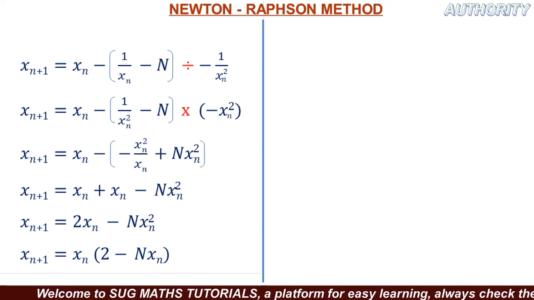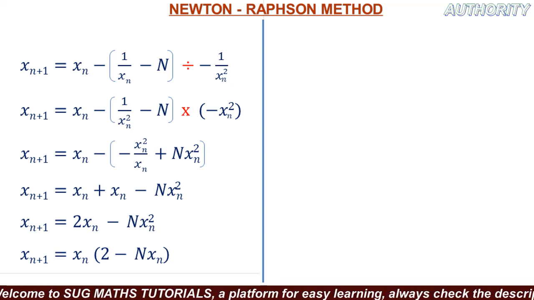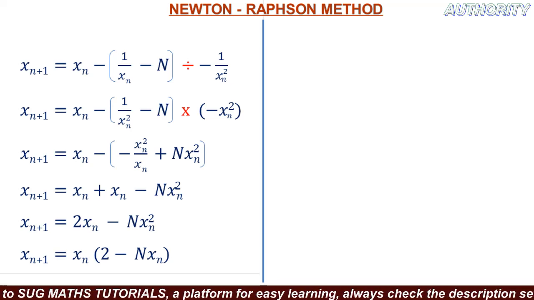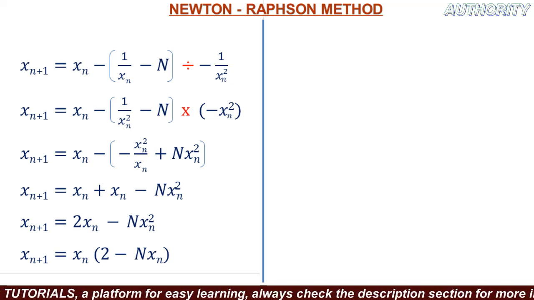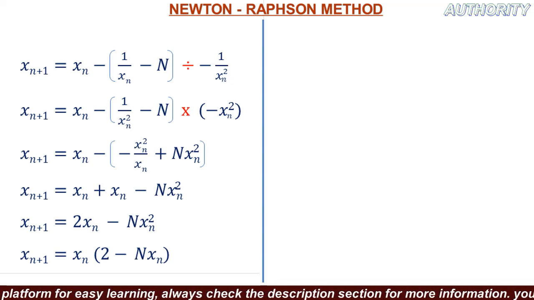So this is the Newton's method for finding the inverse of a positive number. You have your xn, you have your n, that's all. Now let's see how we can use this formula to easily find the inverse of a positive number. Let's see this example.